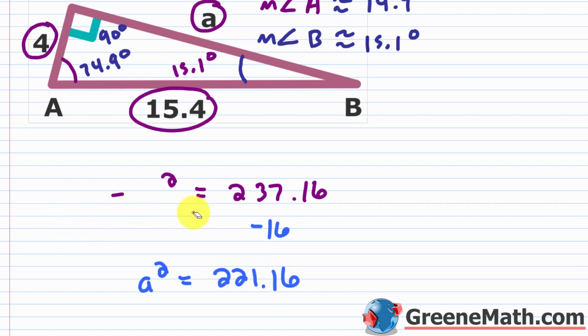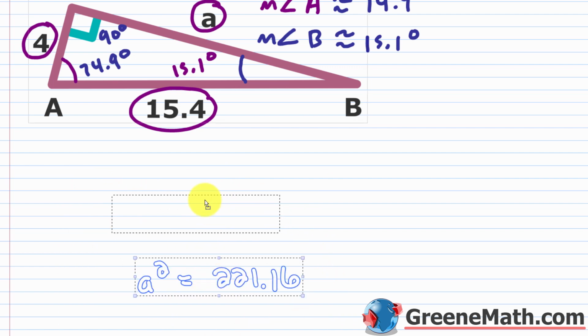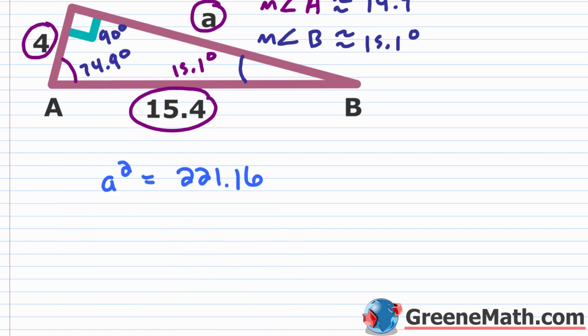Let me erase this. And let me just drag this up so we have enough room to work. So what I want to do now is solve for a. Normally you would say a equals plus or minus the square root of this, right? But you don't need the minus here. You just need the principal square root. So a is going to equal the principal square root of 221.16. That's approximately going to be 14.9, okay?